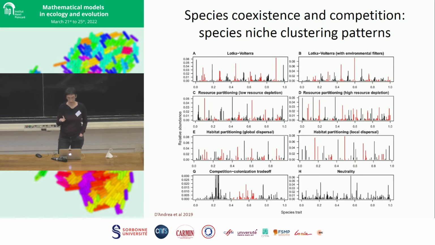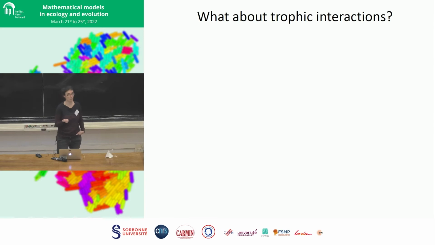With Matilda, we were quite interested in these patterns. And what is interesting here is that most of the models have considered so far only competition. And our question was to extend this work to including predator-prey interactions in the study. Okay, so that's what I'm going to talk about, basically: what about trophic interactions, and how do they affect these results?